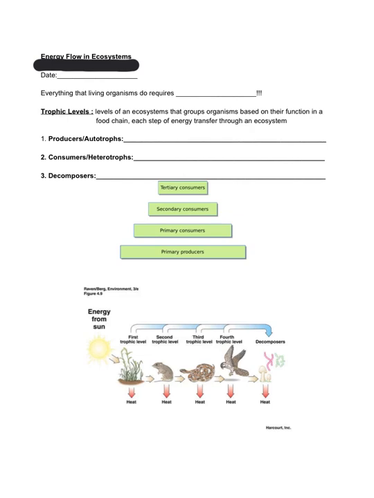Everything that living organisms do requires, and the word that we're going to put in here is energy. Everything that we do requires some form of energy. And the energy that we're talking about all stems from initially the sun. So let's talk about what trophic levels are. Trophic levels are the levels of an ecosystem that group organisms based on their function in a food chain. Each step of energy transfer through that ecosystem.